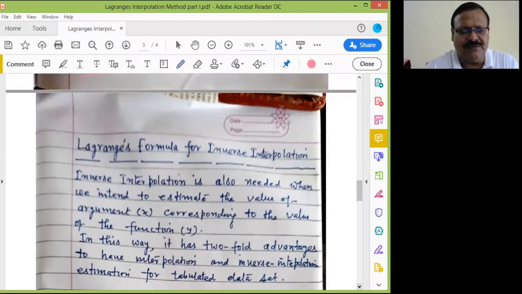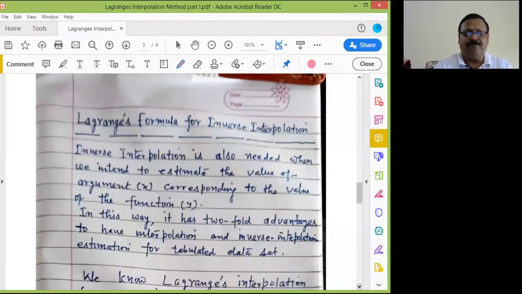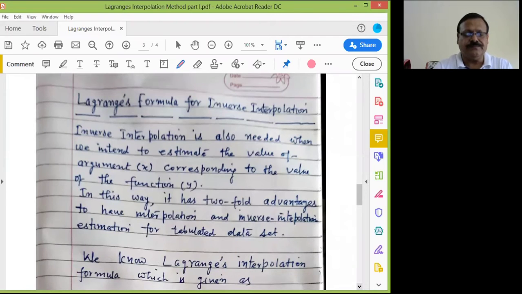So this kind of facility was never endowed with any previous method. So it has the special advantage of having two things. One is the facility of interpolation, computation of the interpolation, and another facility is the inverse interpolation. Inverse the process means we can find the value of x for the corresponding value of y. This is a special thing which we are going to discuss today.